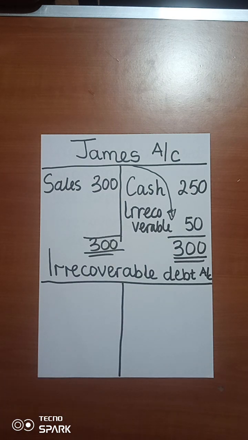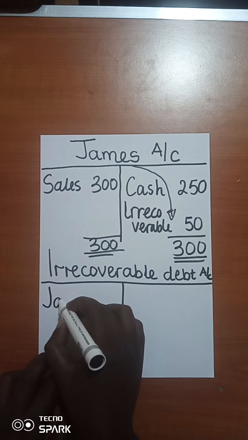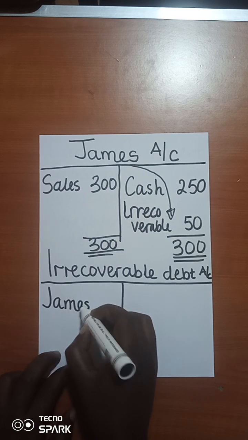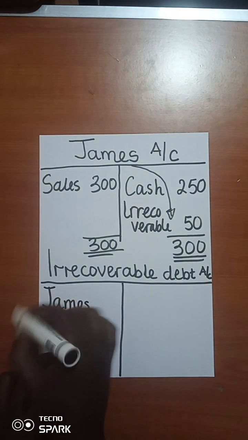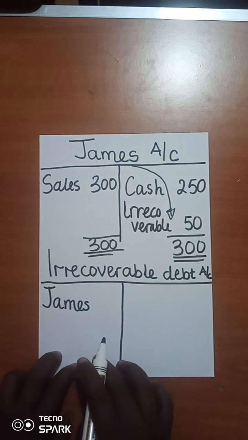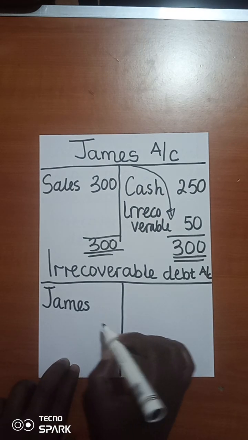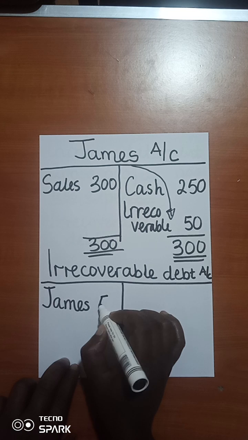So we are going to write which account? Correct. We are going to write James, right? The date is January 18. That's 50.